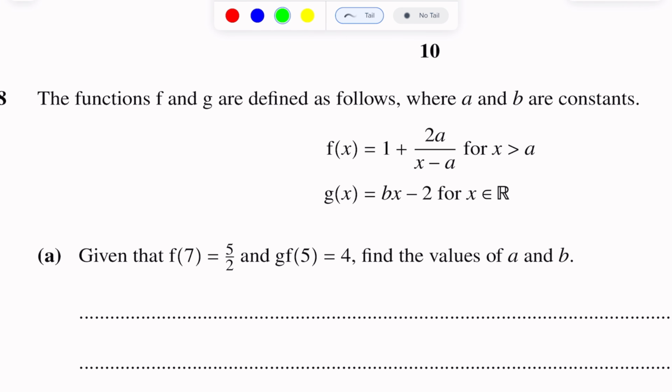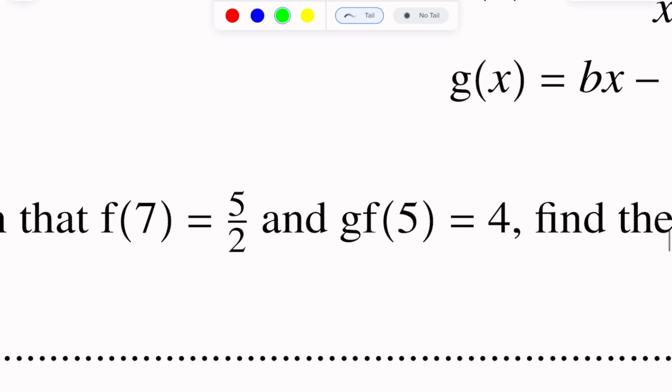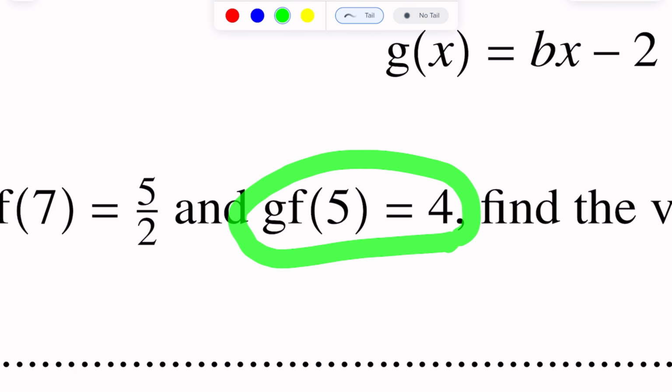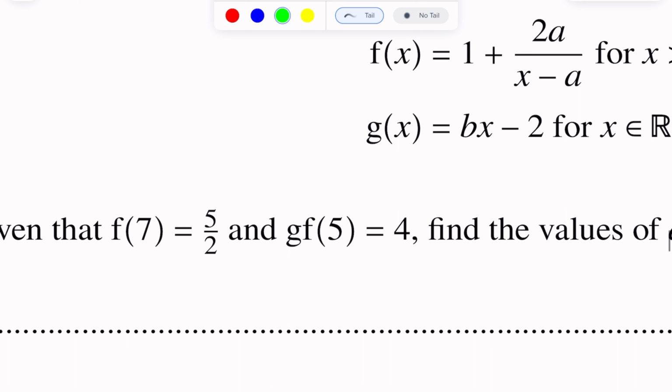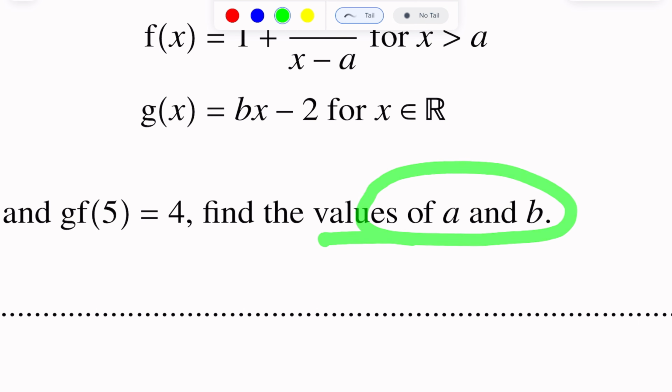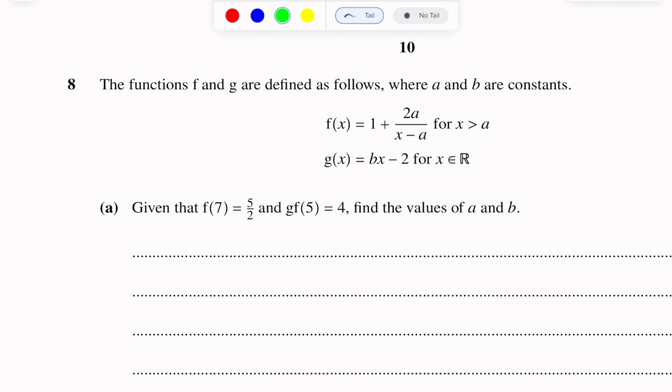Now given that f(7) is equal to 5 over 2 and g(f(5)) is equal to 4. These are two equations. Find the values of constants a and b. We have to find the values of a and b.